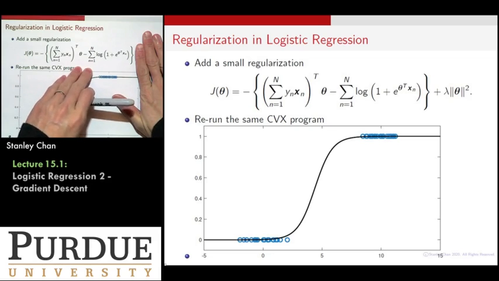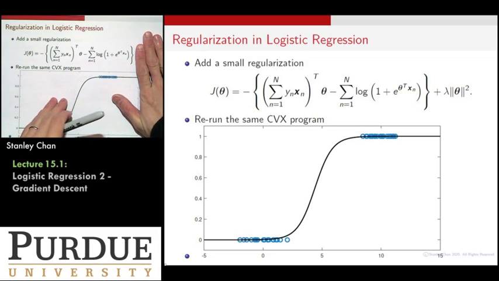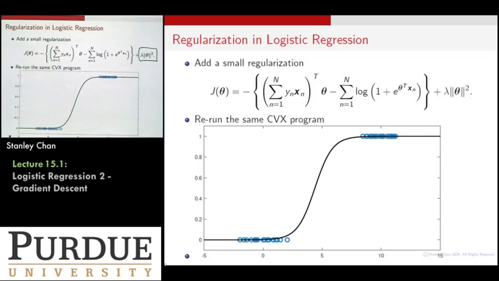This function is convex. However, it's not strictly convex, and so you will be able to find a lot of global minimizers. The minimum value is the same. However, you will have a lot of these global minimizers, so it's not unique.